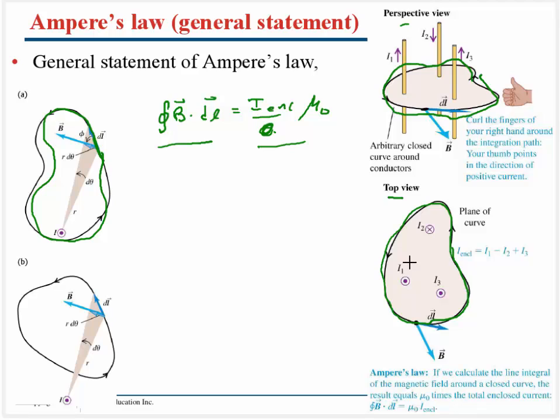Let's take a look at what the magnetic field is. Do the right hand rule for I1, it's going to be in that direction. Do the right hand rule for I3, it's going to be in that direction. You do the right hand rule for I2, the field is going to be in that direction. And so in this case, the integral of B dotted with dl is going to be equal to mu naught times I1 plus I3 minus I2. Why? Because right here I2 is in the opposite direction as my path.